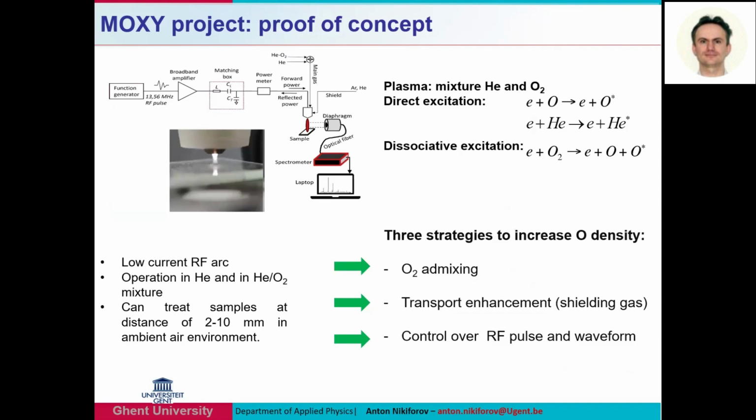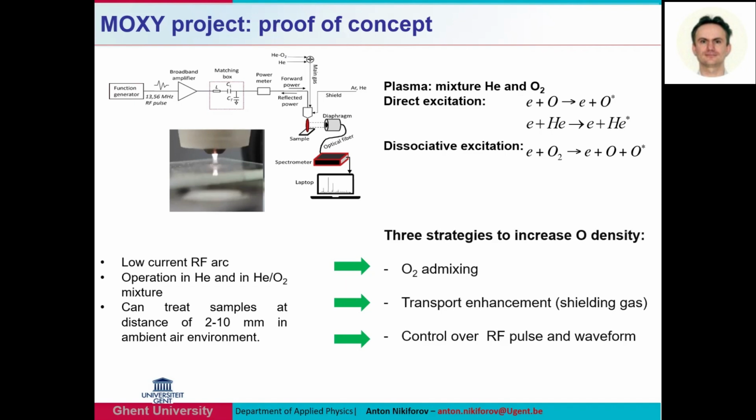So this is the whole schematic of our plasma source. It's a low current radio frequency arc, which is ignited between 2 electrodes. And when you push a helium oxygen mixture through it, it will be ionized. A big amount of molecular oxygen will dissociate, forming atomic oxygen, and that can react with the surface of the material, which replaces the needs of the discharge.